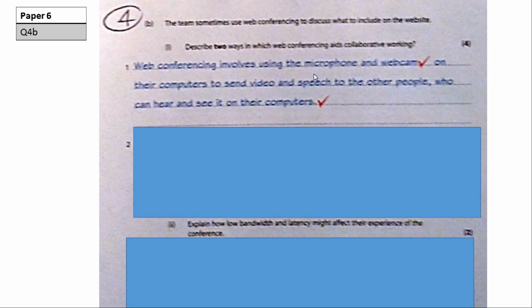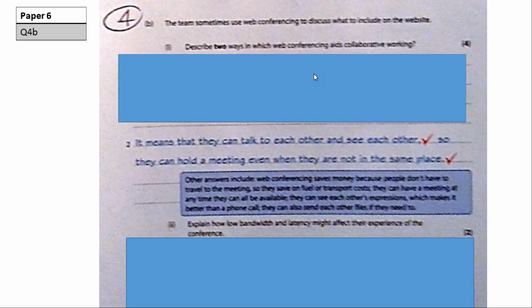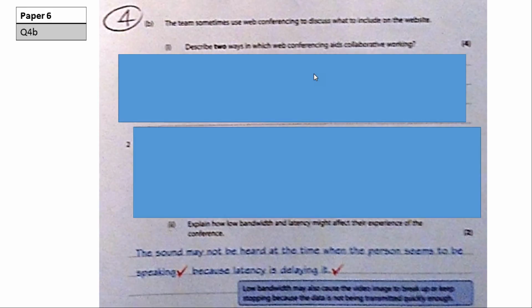So yeah, sharing and all that good stuff, and then it means they can talk to each other and see each other, so they can hold a meeting, and so on. Explain how low bandwidth and latency might affect their experience of a conference. Well, we know that low bandwidth is speed and low latency is the time delay, so it's going to be laggy, it's going to be slow, and they'll probably end up turning it off.